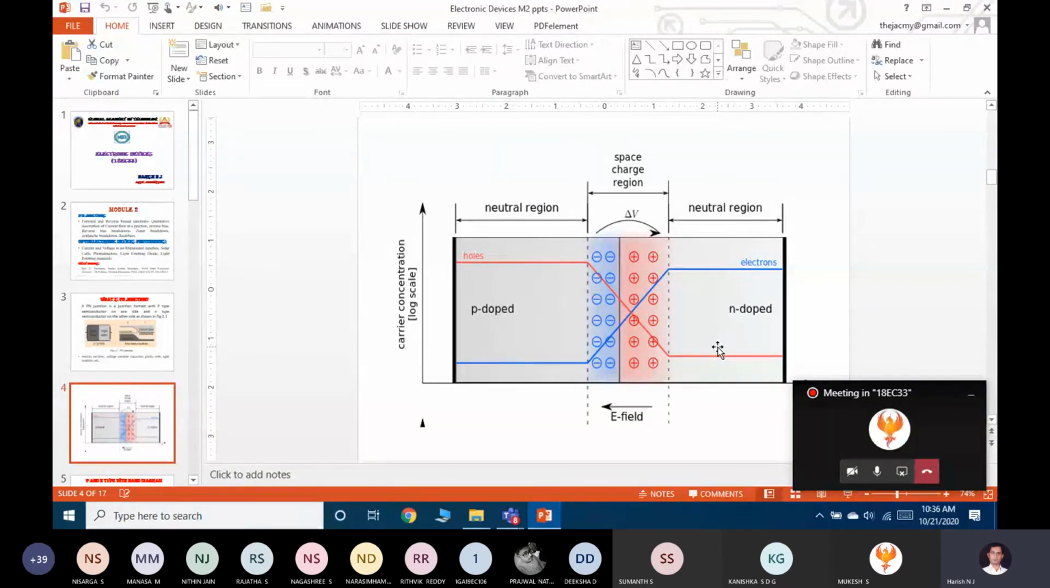How much opposition will be created? That opposition is what we refer to as cut-in voltage, barrier voltage, potential drop, depletion region.